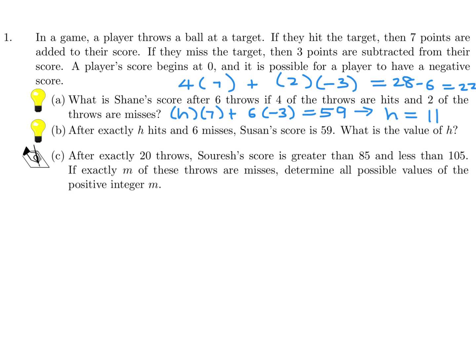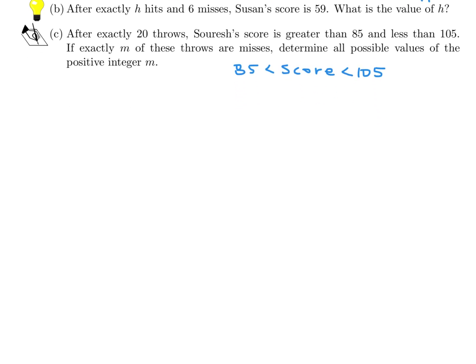And C, after exactly 20 throws, Suresh's score is greater than 85 and less than 105. If exactly M of these throws are misses, determine all possible values of the positive integer M. So the score is between 85 and 105, so that's the first established fact. And we know there's 20 throws, and we are told that M of those are misses. So M misses, and therefore the number of hits would be 20 minus M.